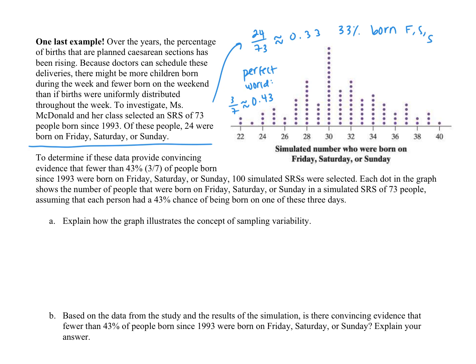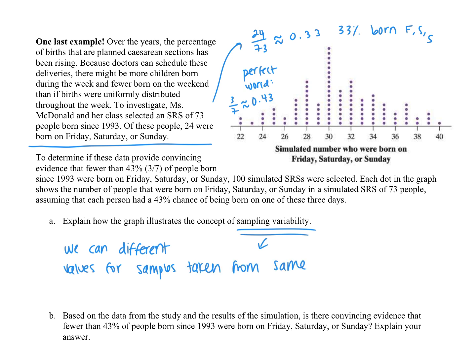Okay. So first thing, how does this show us sampling variability? It shows us that we can get different values for samples taken from the same population. Even if 3/7 of people were born on the weekend, in a sample of 73, we could get anywhere from 22 people born on the weekend all the way up to 40.